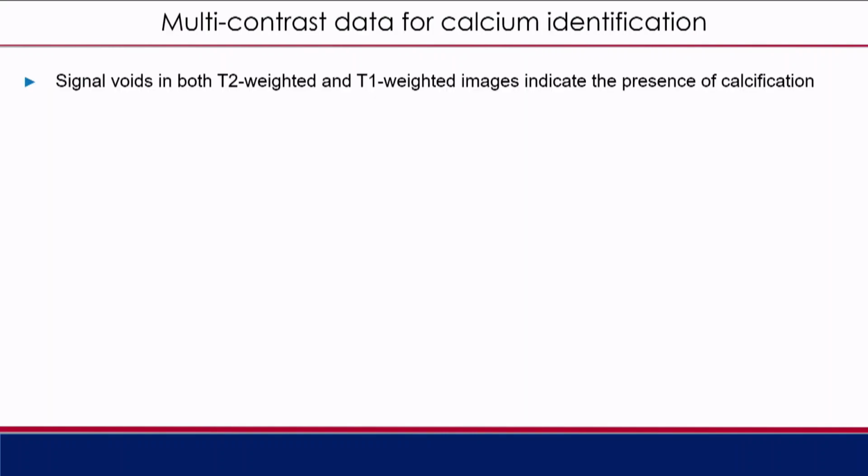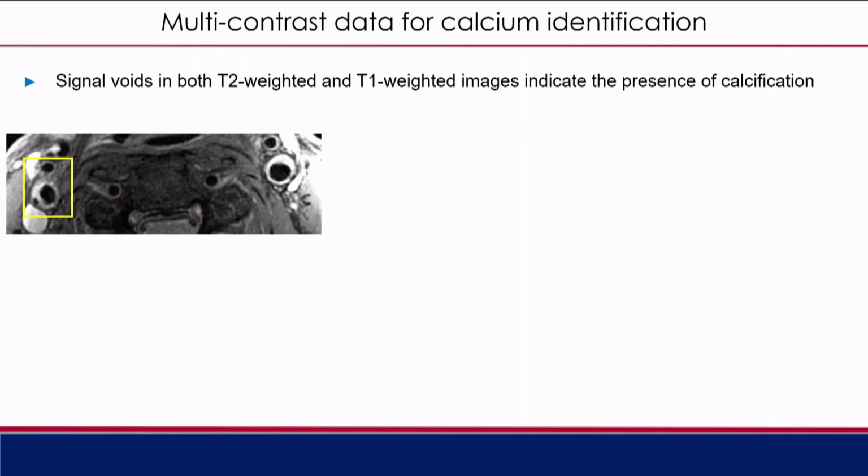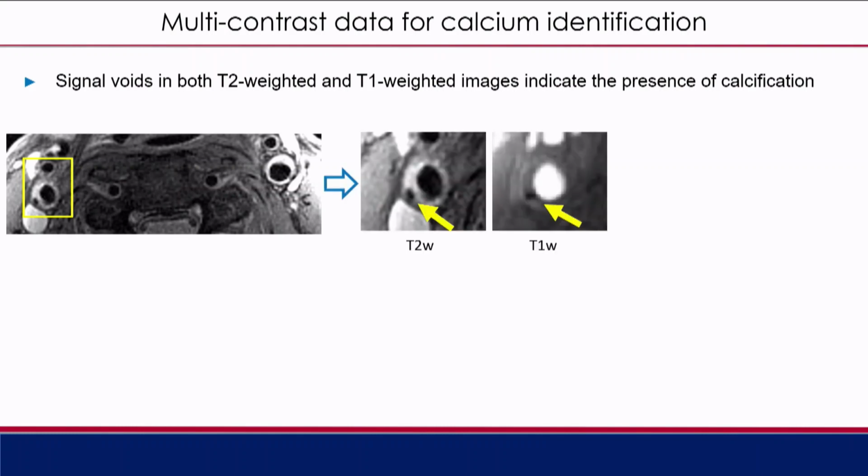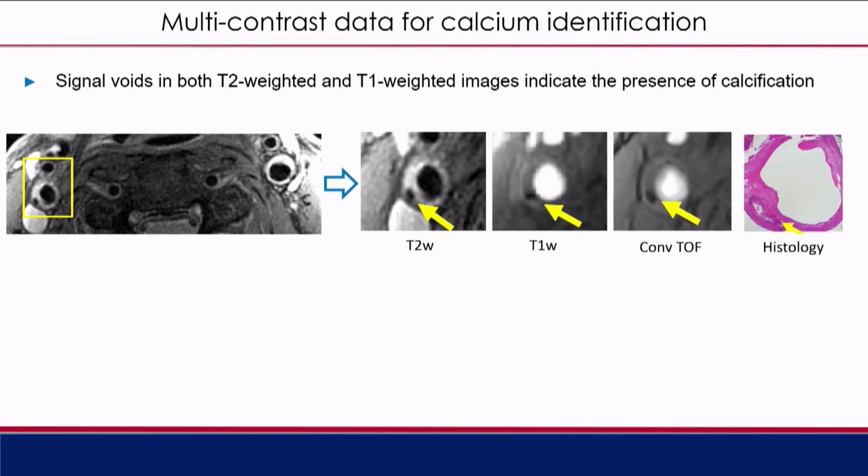Another thing that's really good of these multi-contrast T2 and T1 weighted images is the delineation of calcium. So calcium will have a signal void both in T2 and T1 weighted images. This is a case of a plaque, and you can see this void here. It's also seen in the T1 weighted image that's obtained as part of this parametric exam. And if we compare these with the time of flight, you can verify that that is calcium. And in fact, there's even further verification with histology.